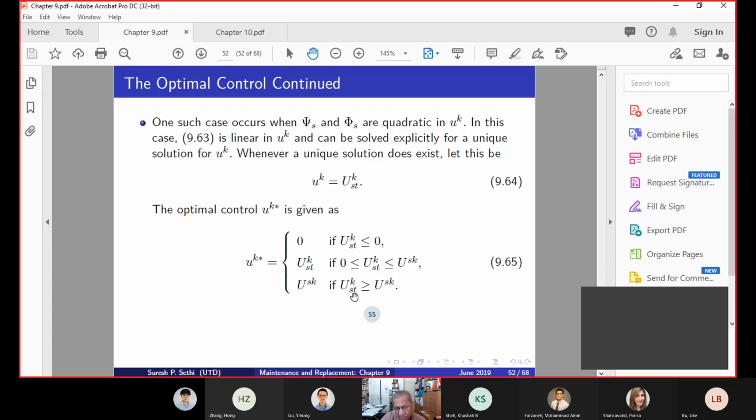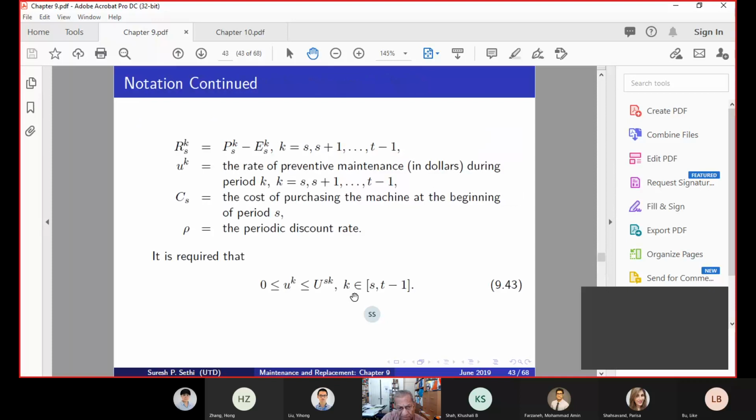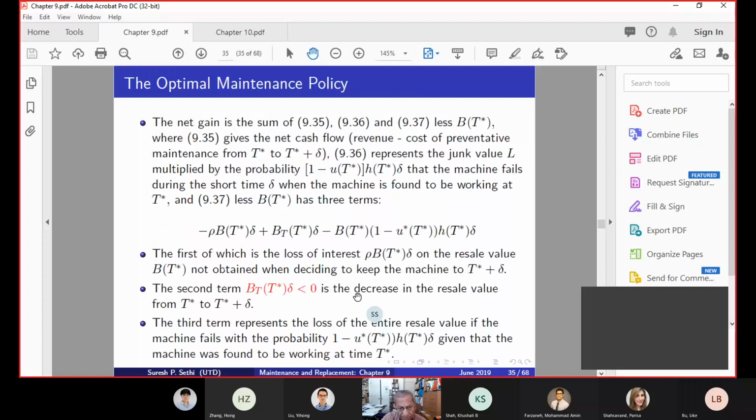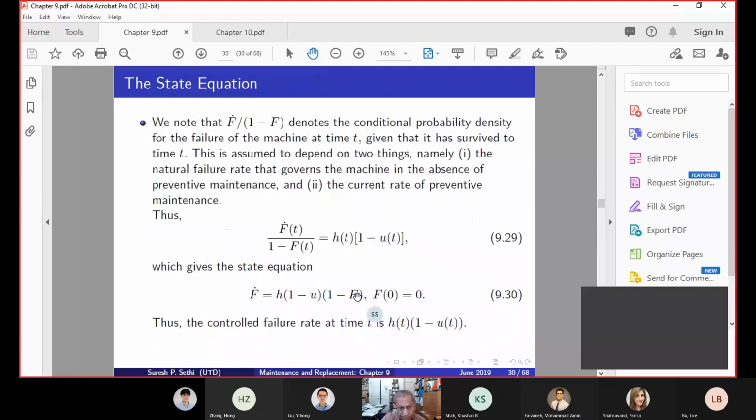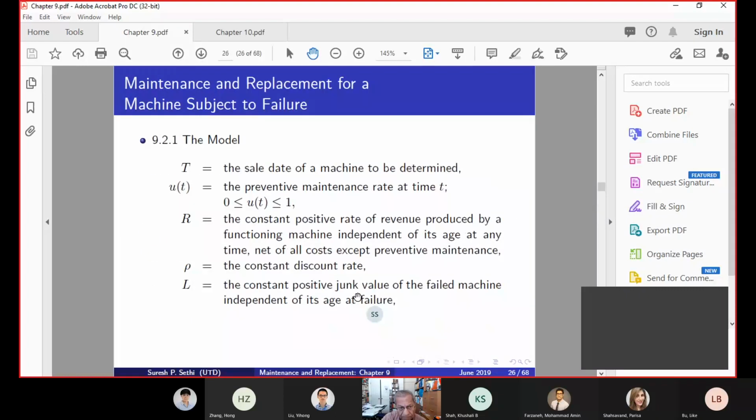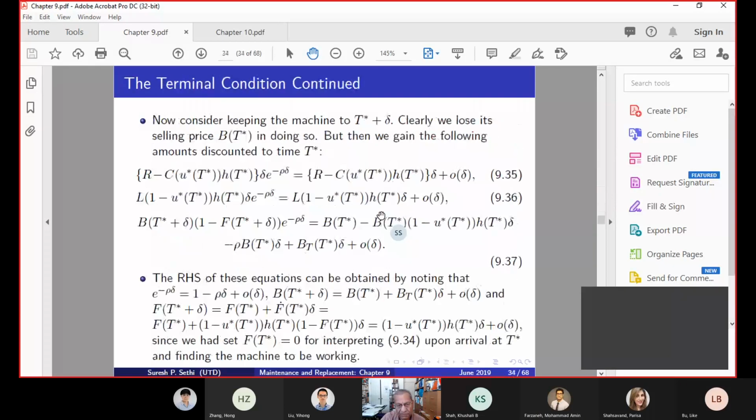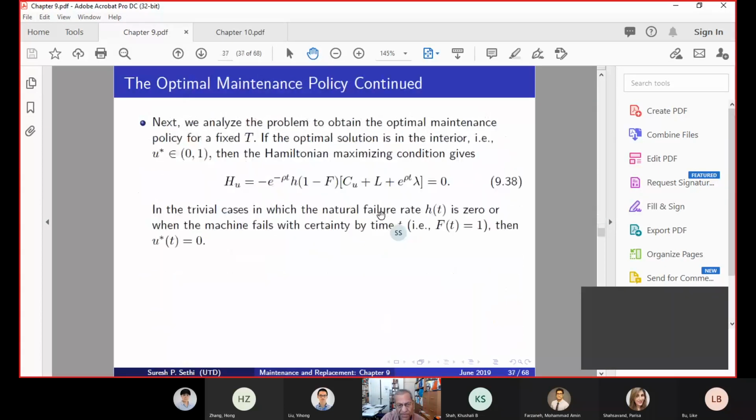So this is a SAT function in discrete time. Okay? It is almost the same now as we have this function. I go back to the picture here. That's a SAT function here. So if it's above that, it's an upper bound. If it's below that, it's 0. And then in between, it is USKT, whatever that function that we defined. So we have this kind of control, which is OK.